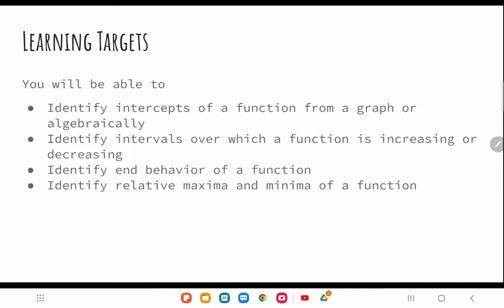In this lesson, you will learn to identify intercepts of a function either from a graph or algebraically, both x and y intercepts, identify intervals over which a function is increasing or decreasing, identify end behavior of a function, and identify relative maxima and relative minima of a function.